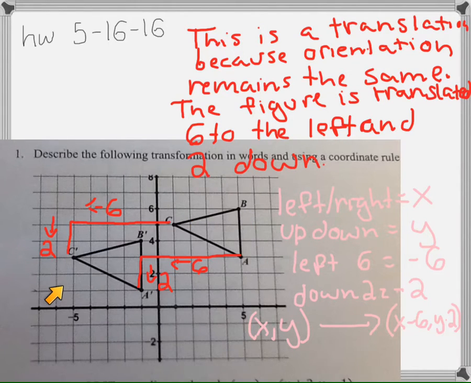When points move left or right, this is when something happens to the x value, and up and down is when something happens to the y value. So since the figure moves to the left 6, which would be negative, x minus 6 from the original figure gives us the after image. And for y, since it's down 2, it would be y minus 2. So we get (x, y) translated to (x minus 6, y minus 2).